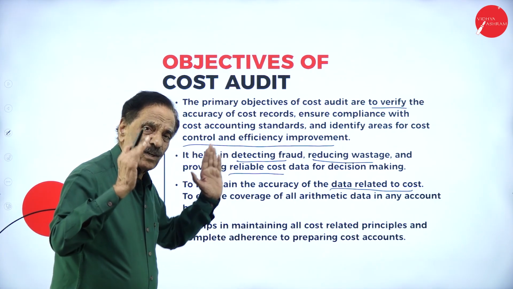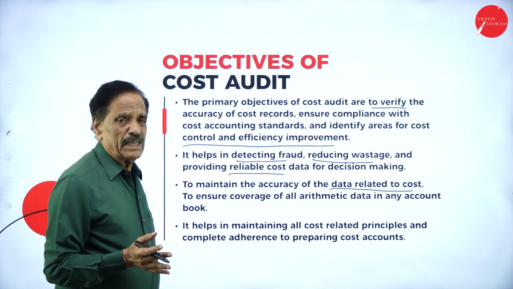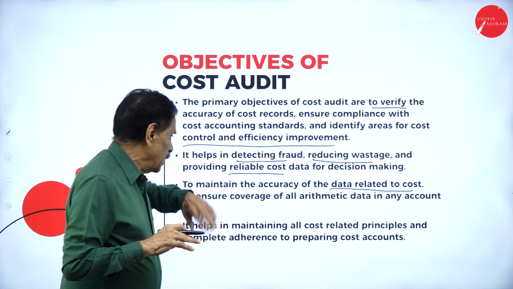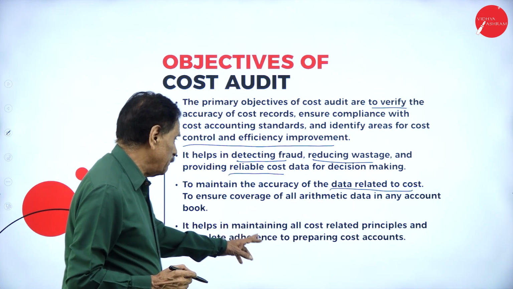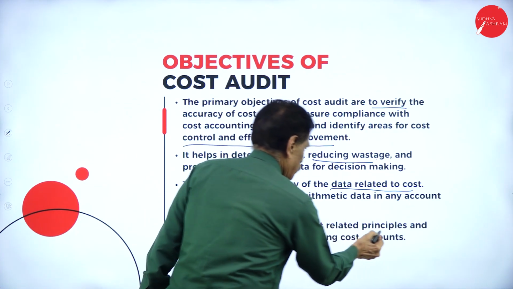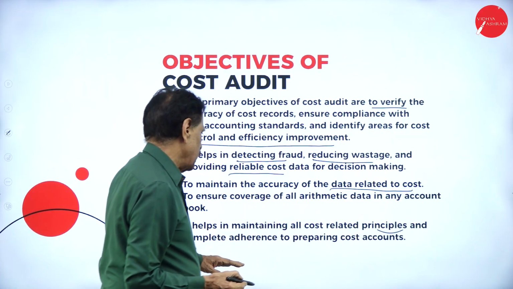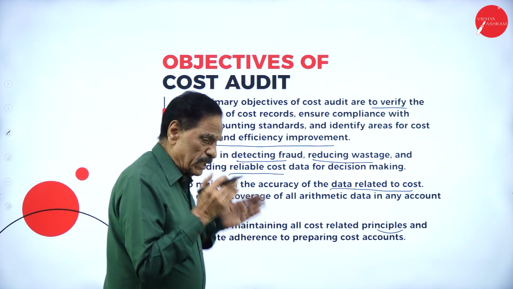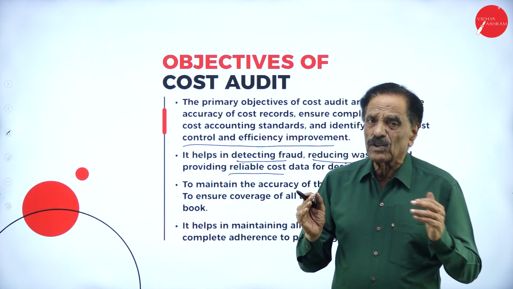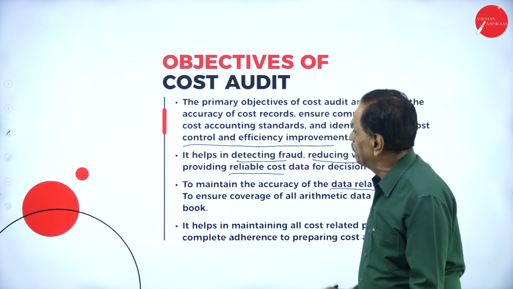So you have to take into consideration all the items which are available in the company in the books of account, then find out the cost data. It helps in maintaining all cost related principles and completing the cost record. You take all the items into consideration, then find out the cost of the particular product.